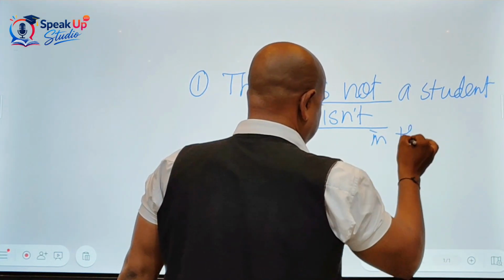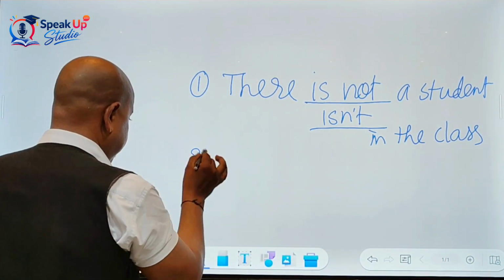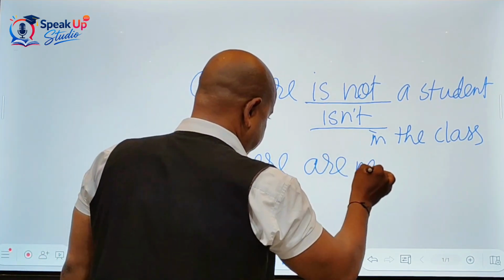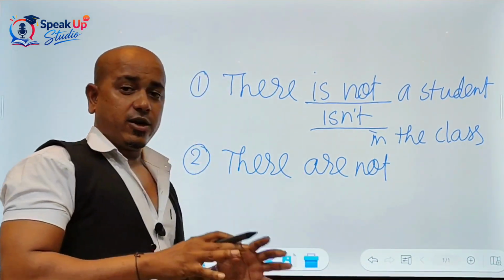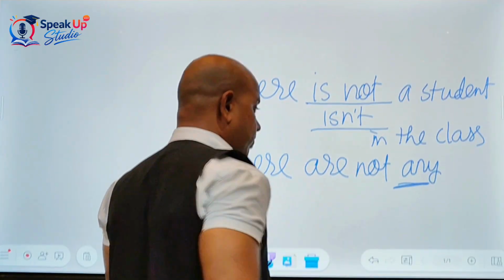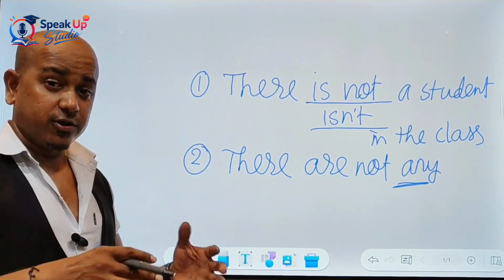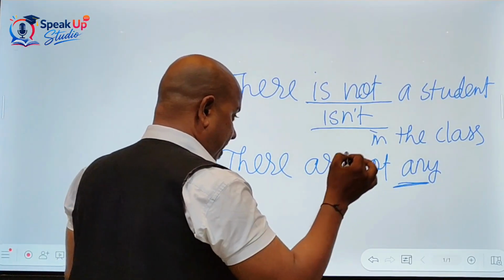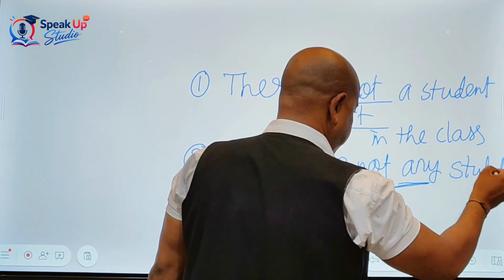Now look at the sentence, especially for "there are." So "There are not." Now you cannot say some, many, or anything else. You have to say "any," because we are talking about more than one. Whenever you use these kinds of sentences, or you want to talk about more than one person or thing, then you have to use "any." So, "There are not any students in the class."